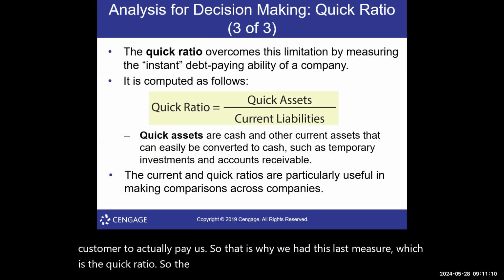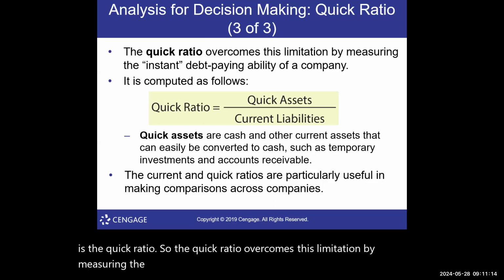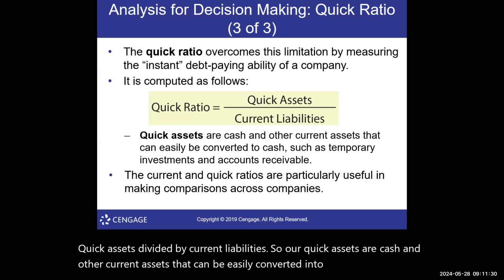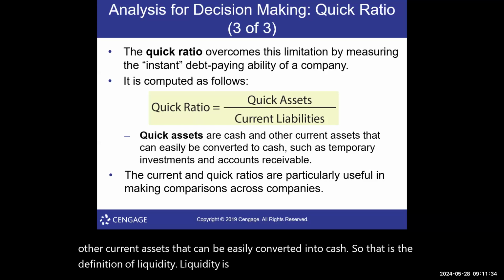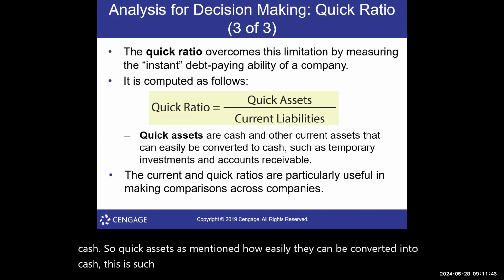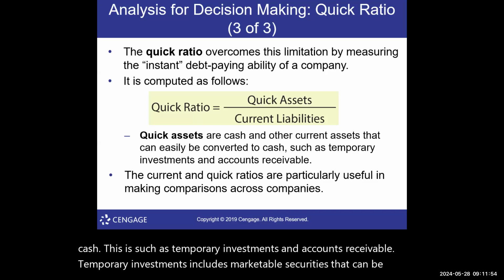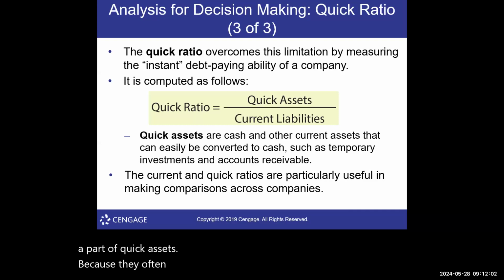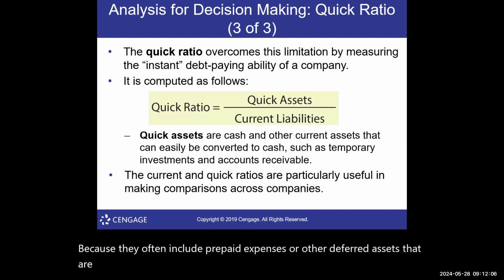The quick ratio overcomes this limitation by measuring the instant debt paying ability of a company, and it is computed as quick assets divided by current liabilities. Our quick assets are cash and other current assets that can be easily converted into cash. That is the definition of liquidity: how fast an asset can be turned into cash. Quick assets include temporary investments and accounts receivable. Temporary investments include marketable securities that can be easily sold and turned into cash. The other current assets are not included as part of quick assets because they often include prepaid expenses or other deferred assets that are not easily converted to cash.